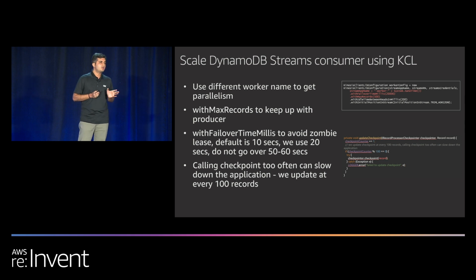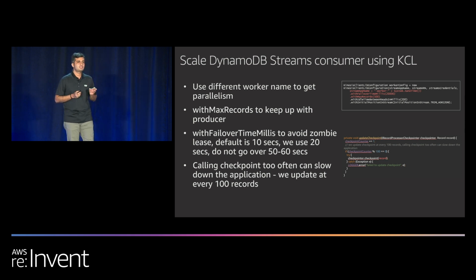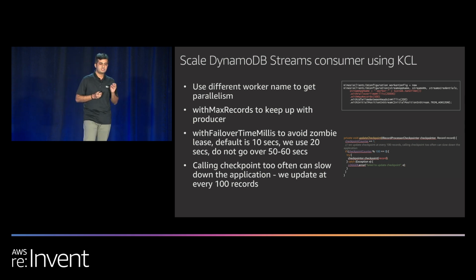Incrementing the checkpoint too often can actually increase your latency and slow down your consumer. So instead of incrementing too often, do it every 50th or 100th record. For us, incrementing every 100 records is working really fine.